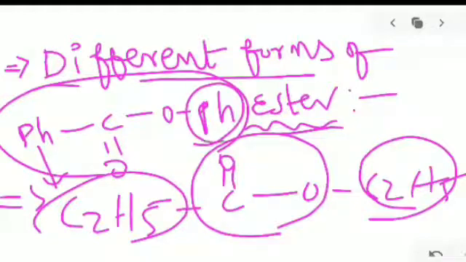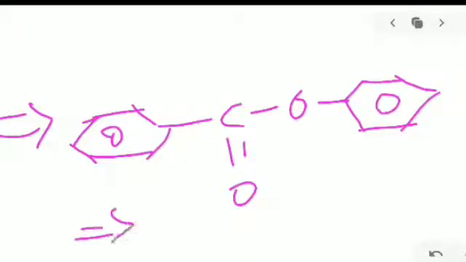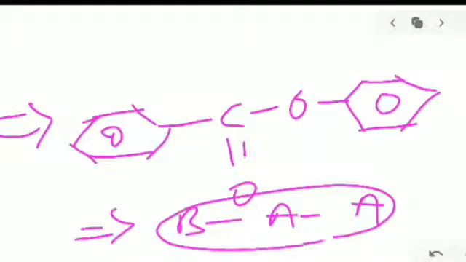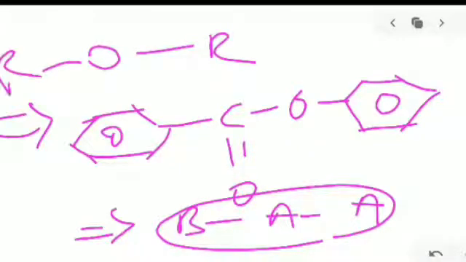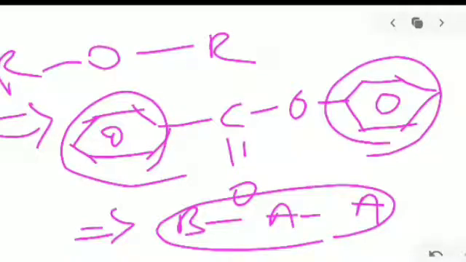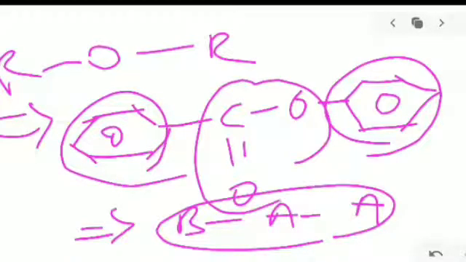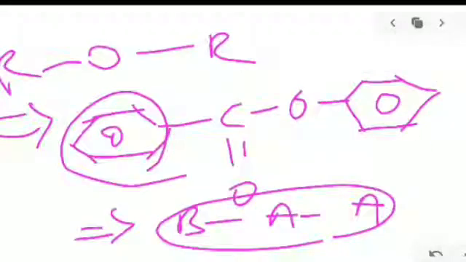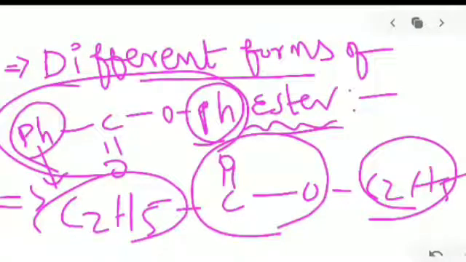It can be phenyl in the place of this, and next two aryl groups. Two aryl groups attached with the C double bond O group give dibenzyl, or diaryl, ester. This is the basic difference between ethers and esters. In ethers there are two alkyl groups on either side of the oxygen. In esters, two aryl groups or two phenyl groups are attached with the C double bond O group. Before this we saw different forms of esters.